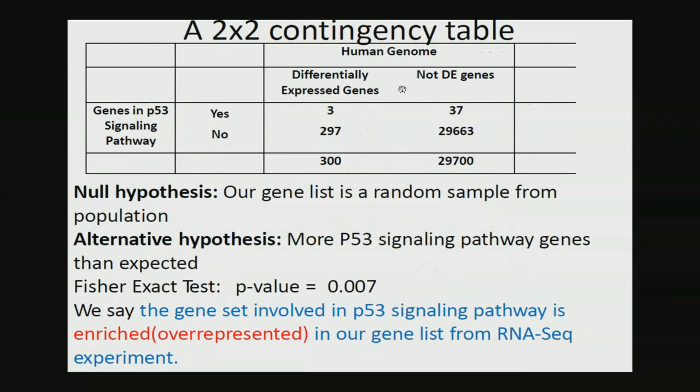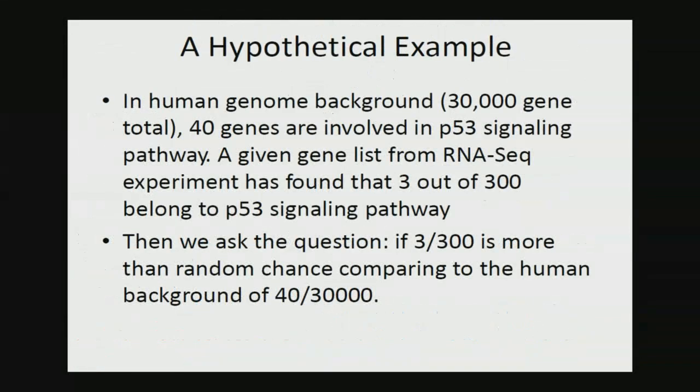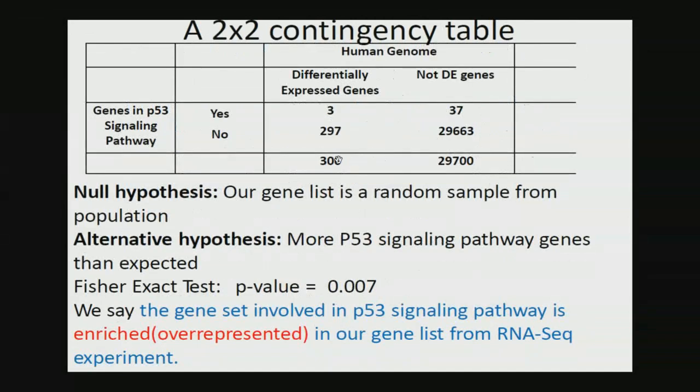We can construct a 2x2 contingency table, where here will be the human genome. We have 40 genes out of 30,000, sorry, out of 30,000. And then here is our differentially expressed genes, 300 of them, and 3 of them are involved in this signaling pathway.